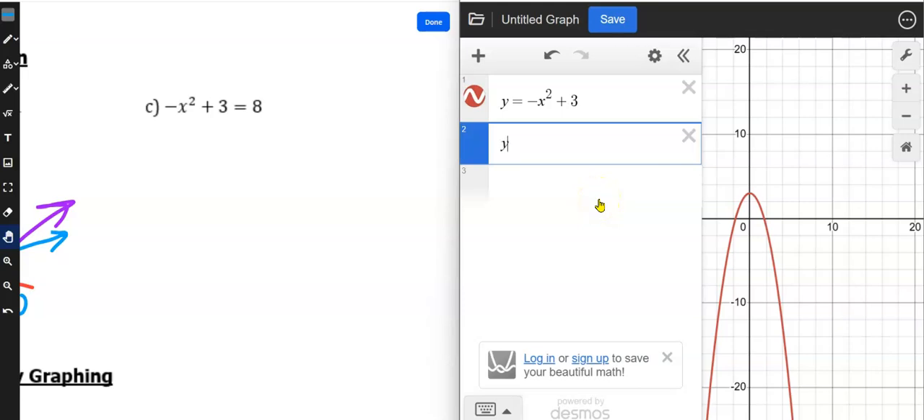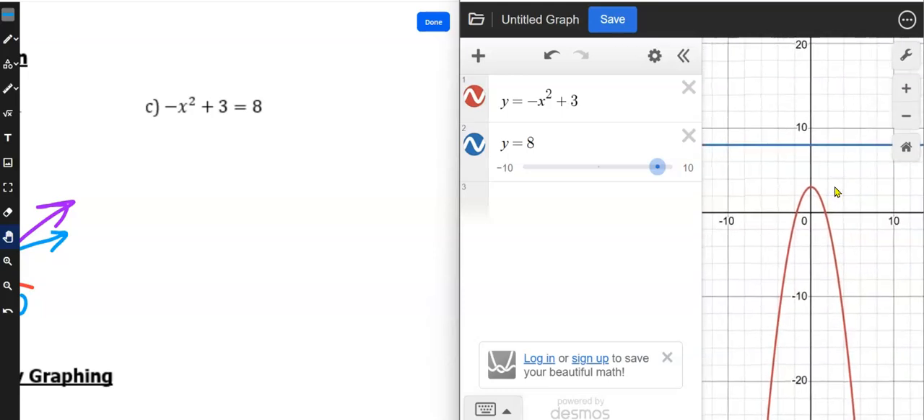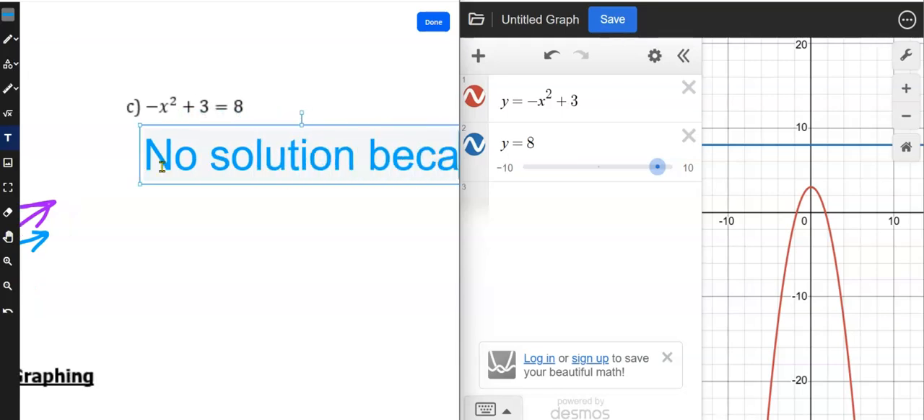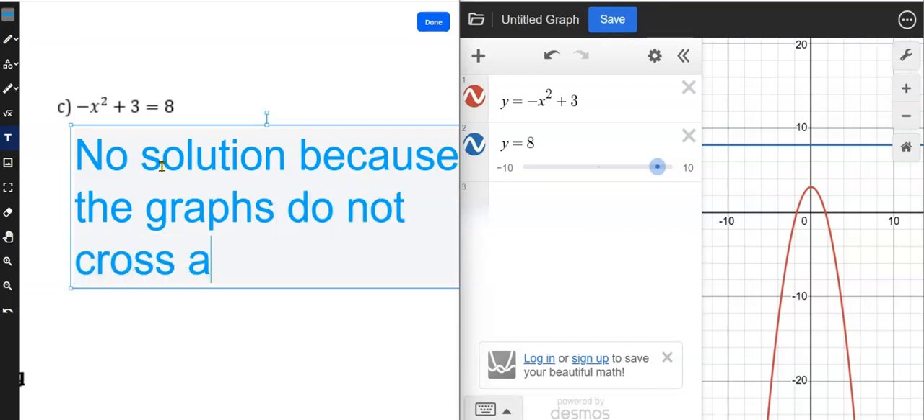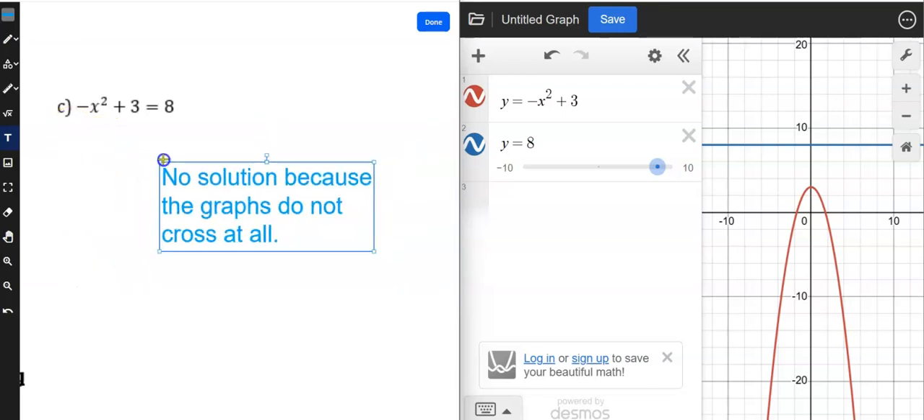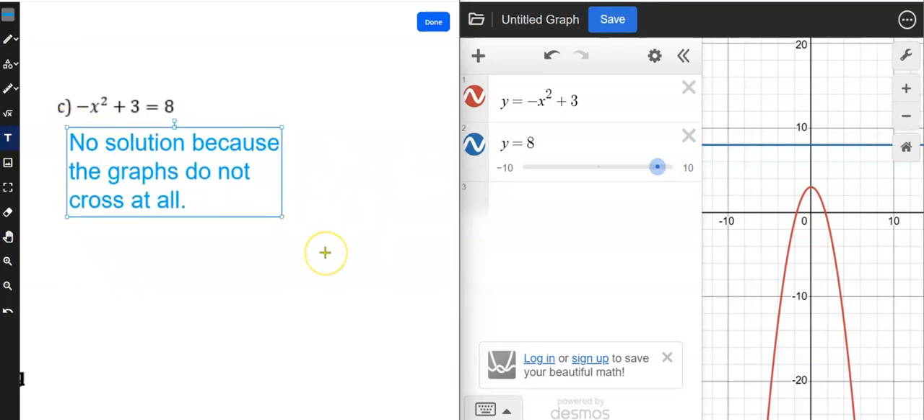And of course, the other one is y equals 8. And, whoa, wait a second, they don't cross. What does that mean, folks? I hope you understand that that means no solution, because the graphs do not cross at all. Okay, that's an important point that you need to understand. It is possible that you can have situations where there's no answer at all, right? So it's never going to happen. No solution at all.